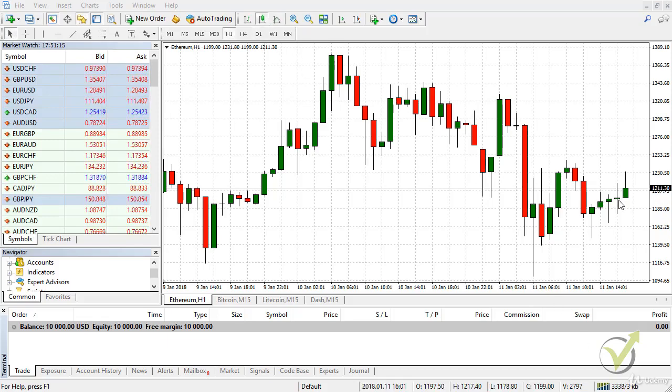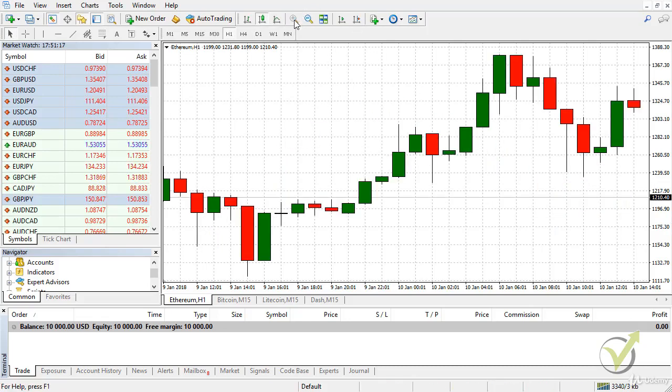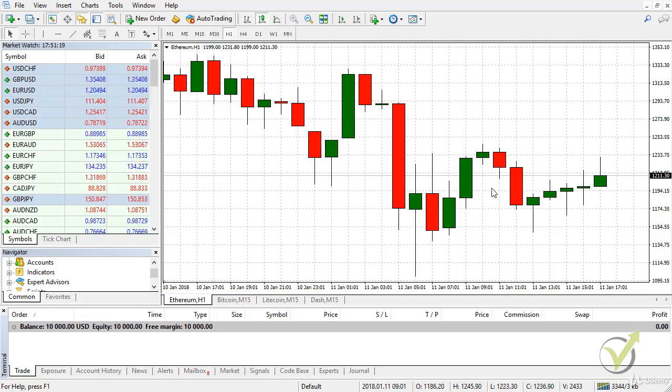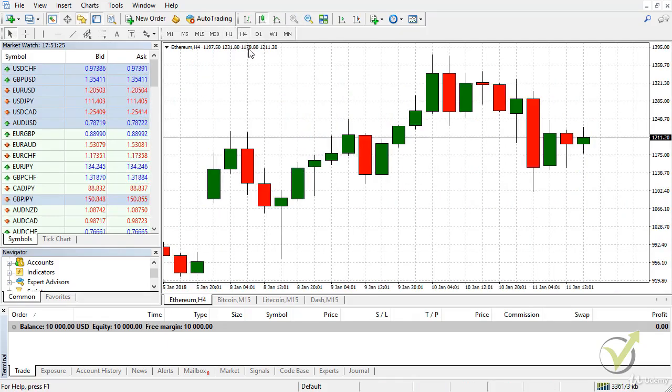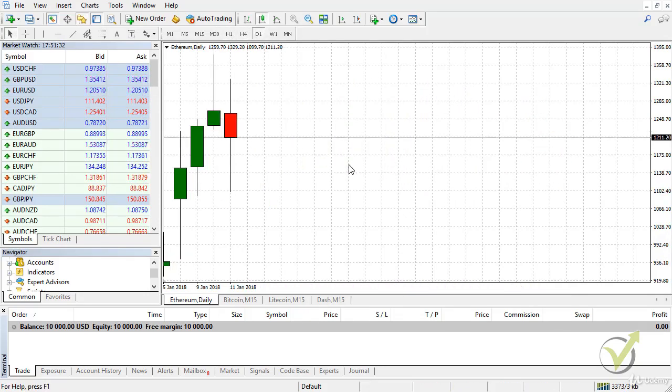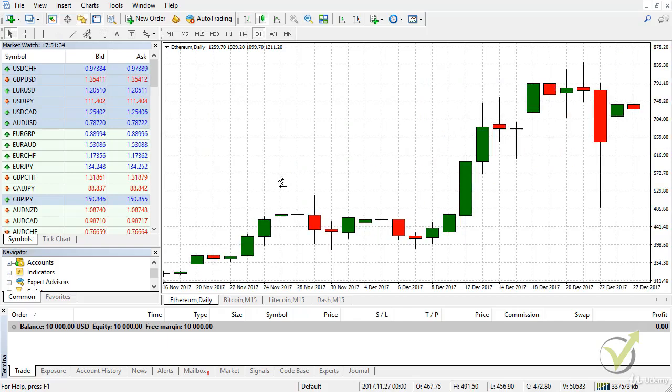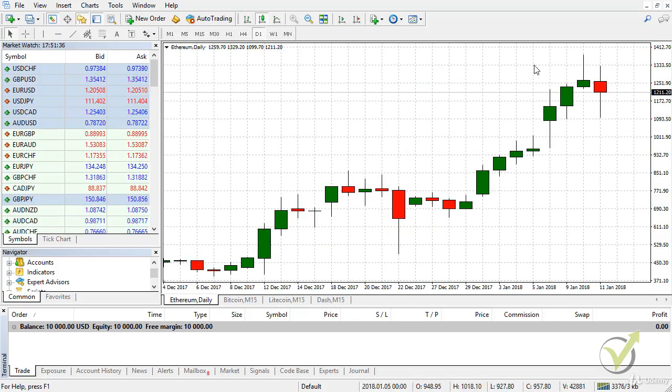So what we have here, guys, if I zoom in, each candlestick represents 1 hour if we are on an hourly chart. If we go to the H4 chart, each candlestick represents 4 hours. And if I go to daily, obviously each candlestick will represent a day.